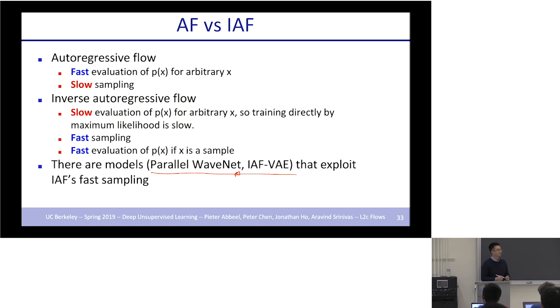Yes? Why is it faster than the... Can you say that again? In the third point of the inverse autoregressive, why is it slower for arbitrary evaluation but faster for sampling? Right, it's a good question. The first two points are easy to understand: slow to evaluate, fast to sample. But why do we get log likelihood for free if I sample?